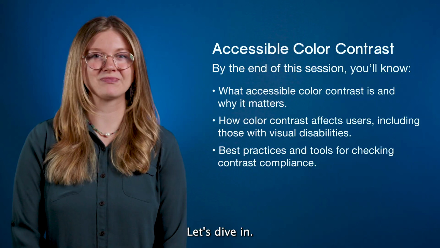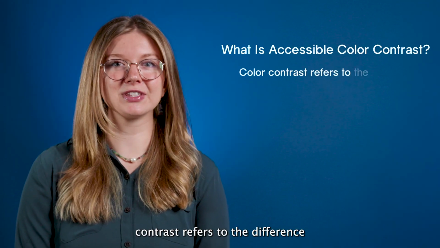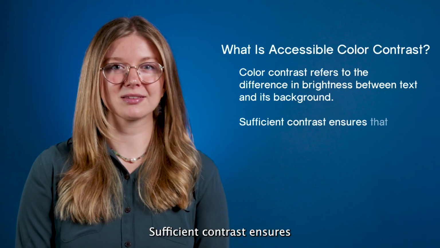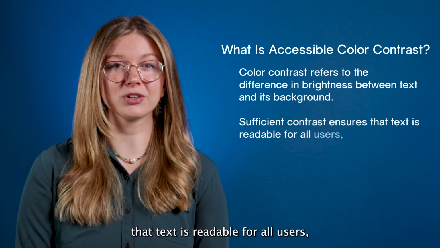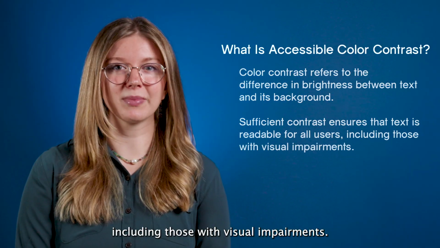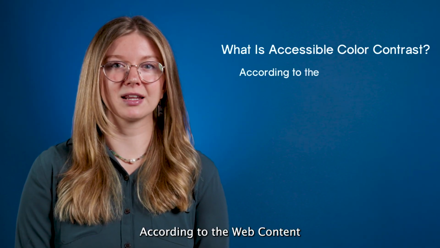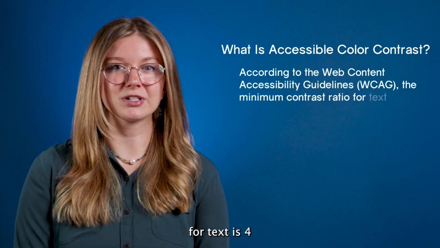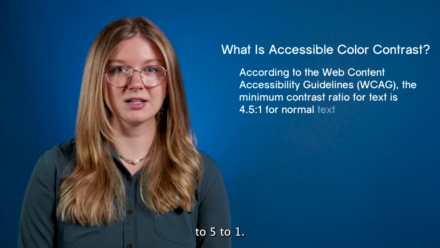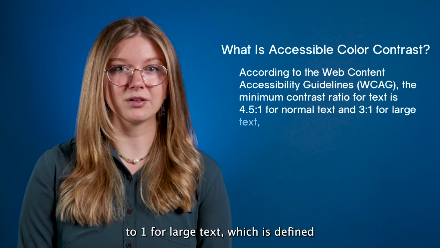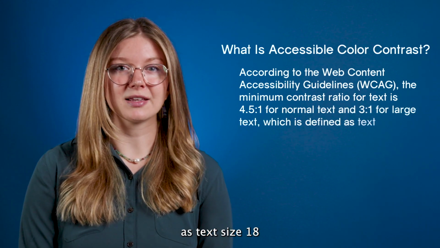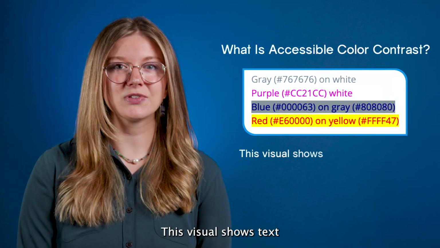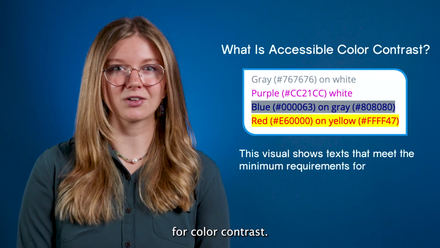Let's dive in. Color contrast refers to the difference in brightness between text and its background. Sufficient contrast ensures that text is readable for all users, including those with visual impairments. According to the Web Content Accessibility Guidelines, or WCAG, the minimum contrast ratio for text is 4.5 to 1 for normal text and 3 to 1 for large text, which is defined as text size 18 or 14 bolded. This visual shows texts that meet the minimum requirements for color contrast.